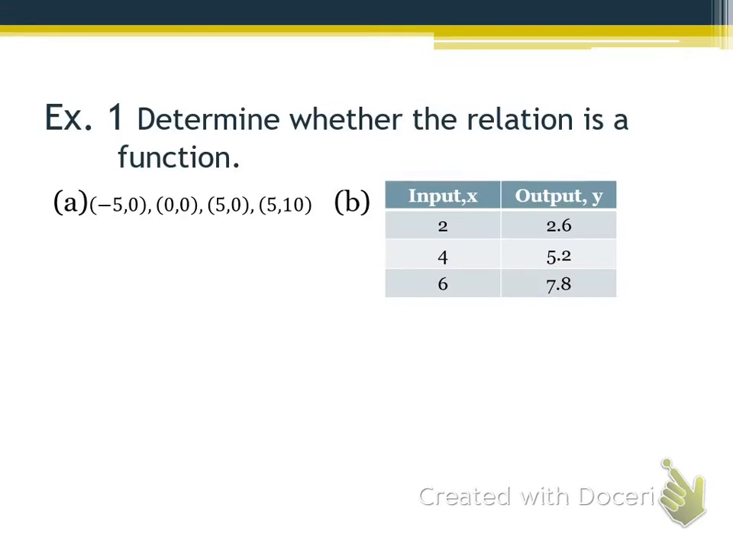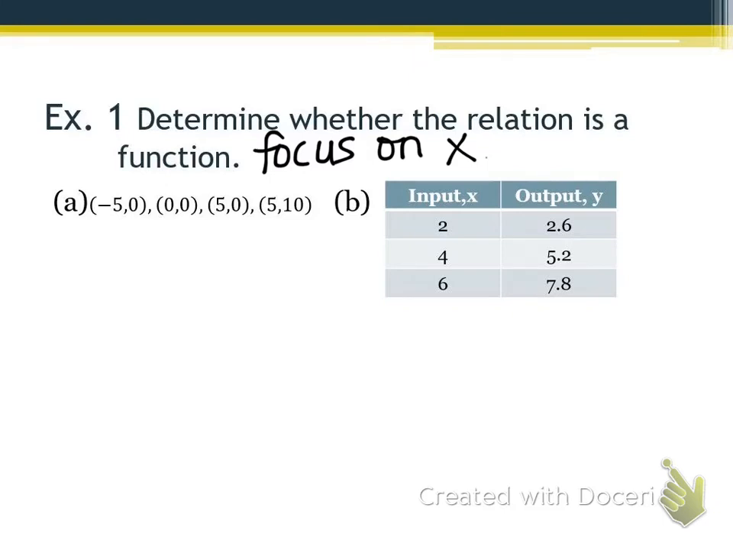So in example 1, it says determine whether the relation is a function. So we know we have relations. All right, we've got ordered pairs, so we're pairing inputs and outputs. We have an input-output table. So again, we're pairing inputs and outputs. So what we're trying to figure out is whether these are functions, okay? So here's the first thing I want you to write down in your notes. To determine whether the relation is a function, we're going to focus on x. Okay, we're going to focus on those x values. Because remember, for every input, there can only be one output.